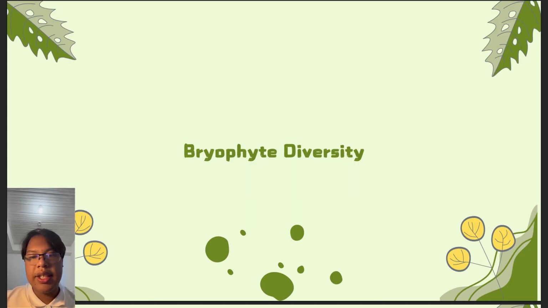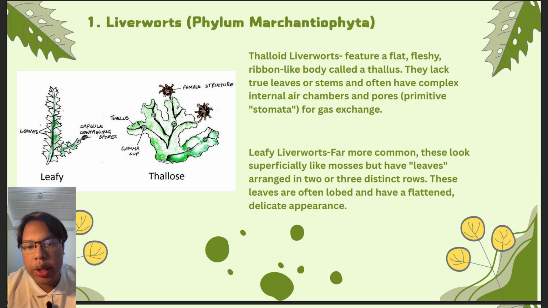Even though mosses, liverworts, and hornworts have been classified as bryophytes, they still have some differences, which we are going to be talking about in biodiversity. So starting with liverworts, there are actually two types: thalloid and leafy. For an even simpler explanation, thalloid liverworts have flat, soft, ribbon-like plants. They don't have real leaves or stems.